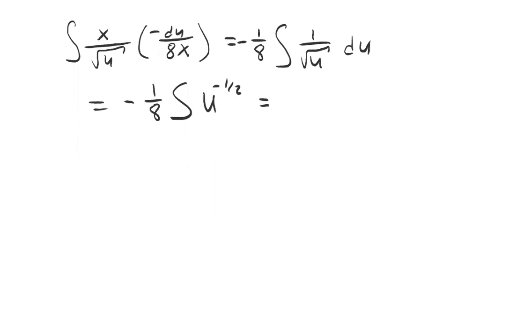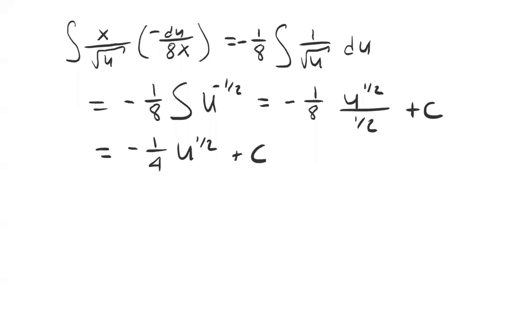Now I do the reverse power rule. I get negative 1/8. Negative 1/2 plus 1 is 1/2, divided by 1/2. Doing some cleaning up, I'm going to get negative 1 over 4. Sorry, I forgot my plus c up here. Again, be careful with that. It's super easy to forget. Okay, so if I do some cleaning up, I'm going to get 1/4 u to the 1/2 plus c.